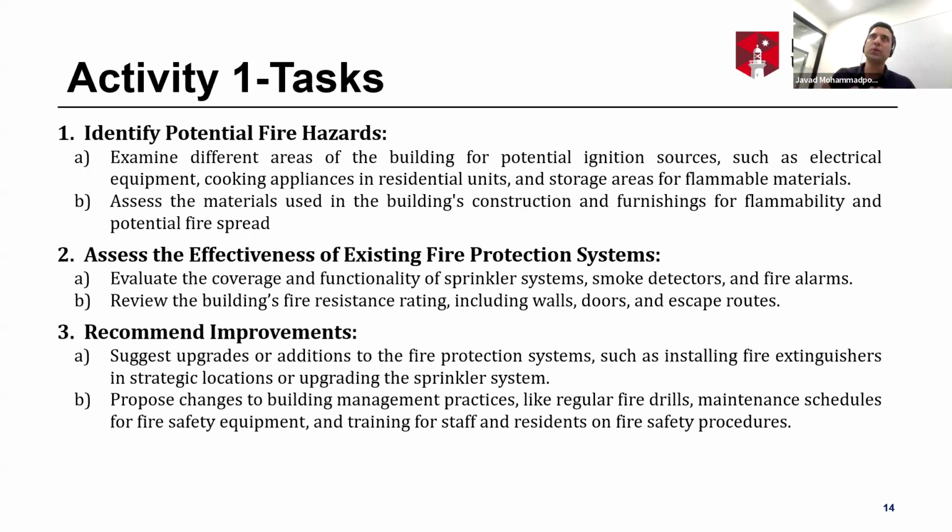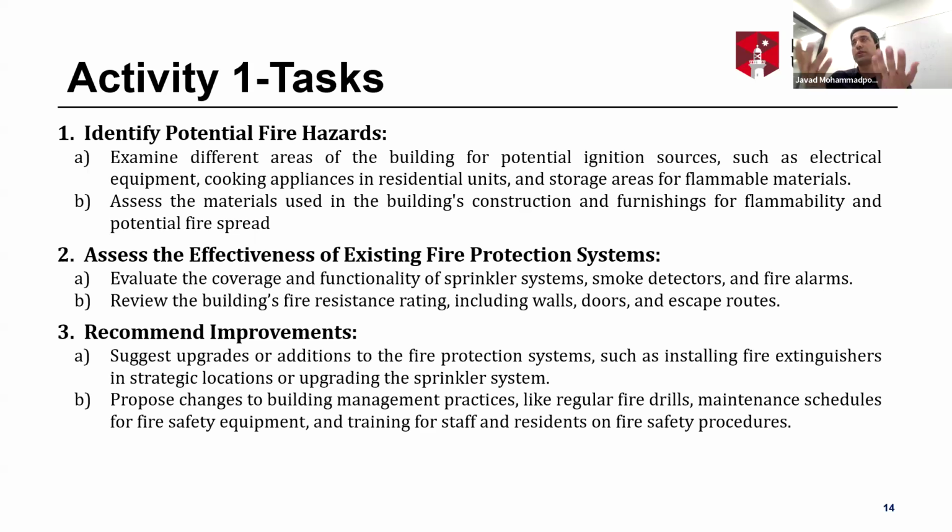Now based on these two steps, you can provide some upgrades and additions to the fire protection system. For example, based on your fire risk assessment, this building needs some new or additional sprinklers, or we even need to upgrade the sprinkler system because it's not effective enough. You can also propose changes to building management practices like regular fire drills, a maintenance schedule for the fire safety equipment, and training for staff and residents on fire safety procedures.